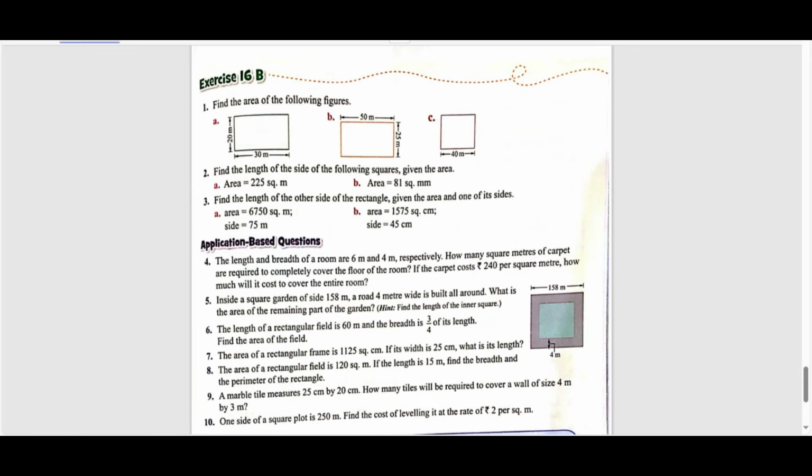Question number one is to find the area of the following figures. The first two figures are rectangles, and the third, C, is a square. A square has all sides the same. Those are the external sides, and you can find the area by multiplying length and breadth. You will have the area of that diagram.